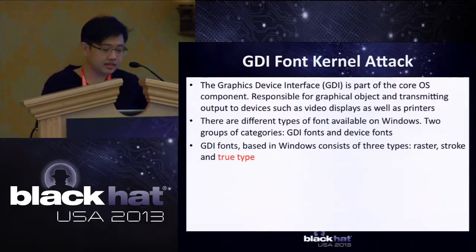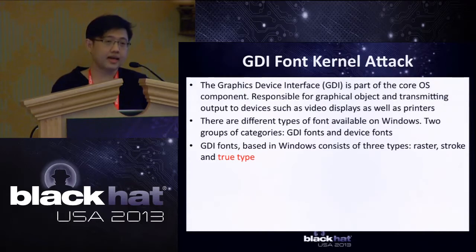And the GDI has long been identified as a significant kernel attack surface, and it is part of the core operating system component. And based on our research, we have identified that the GDI is one of the most easily accessible remotely. And as mentioned previously, the GDI font in Windows consists of 3 types that are raster, stroke, and TrueType. But for the rest of the presentation, we will only focus on TTF.